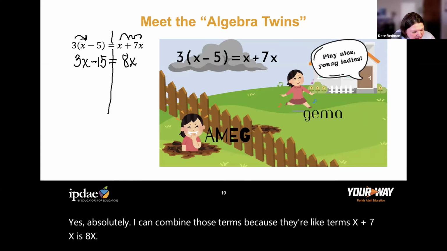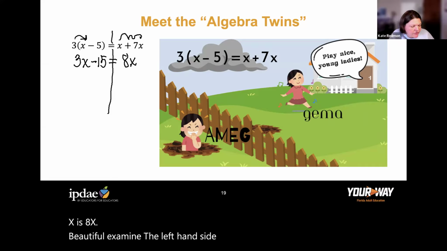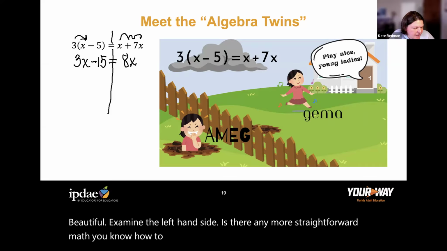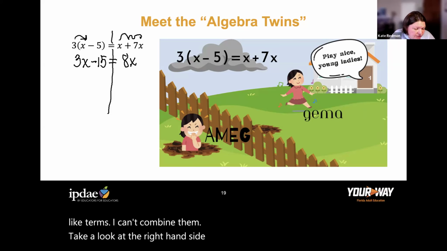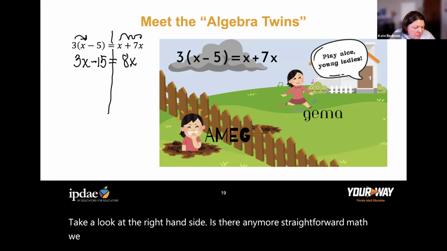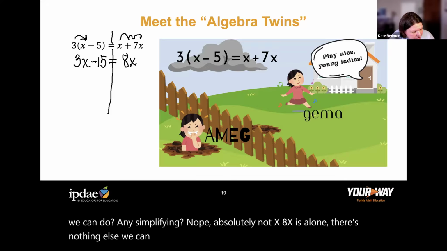Beautiful. Examine the left-hand side. Is there any more straightforward math you know how to do there? Any more simplifying? Nope, those aren't like terms. I can't combine them. Take a look at the right-hand side. Is there any more straightforward math we can do? Any simplifying? Nope, absolutely not. 8x is alone. There's nothing else we can do there. Now it is time to start moving backwards, busting out a meg.